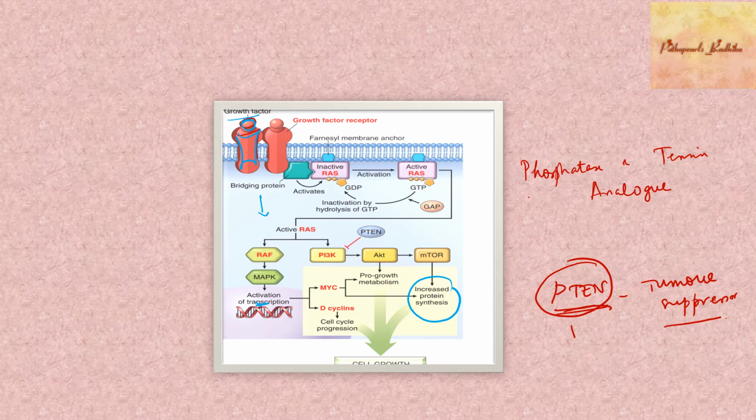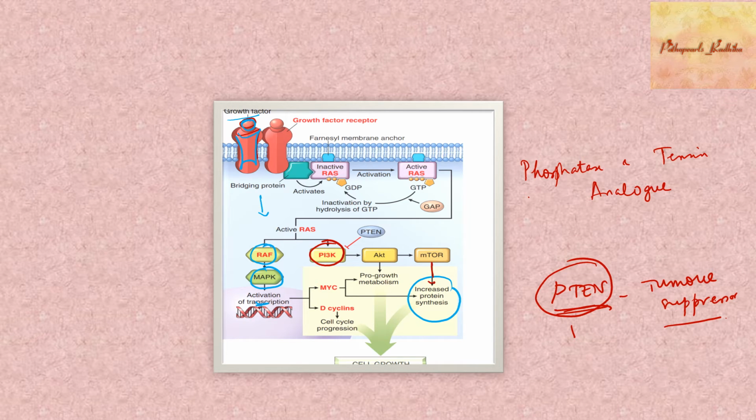You have different pathways by which your protein synthesis happens. One pathway is your MAP kinase pathway. The other one is the phosphatidylinositol 3 kinase pathway. Only when any of these are stimulated, it leads to increased protein synthesis.